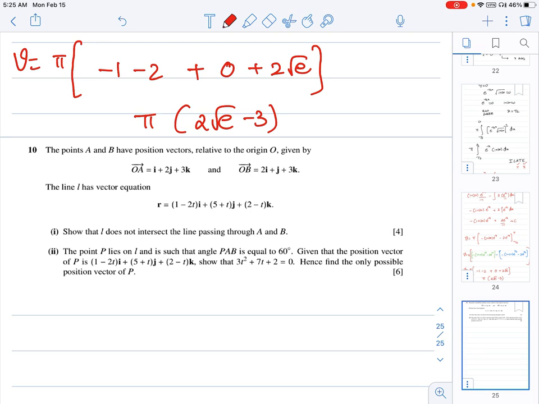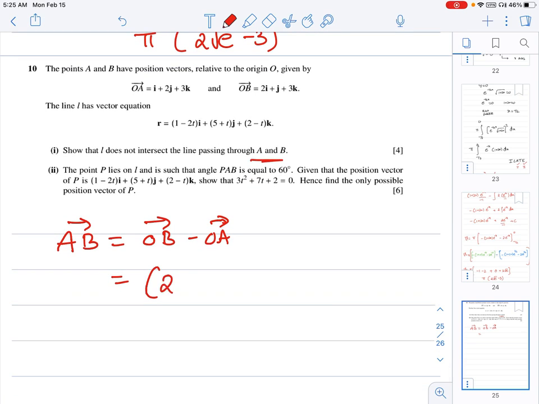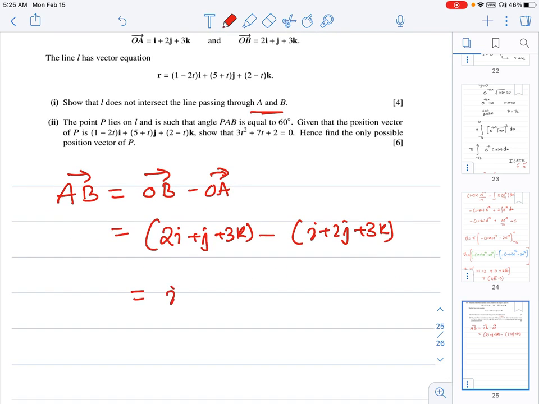Question number 10. Using vectors, show that L does not intersect the line passing through A and B. First I will find the direction AB, which is OB minus OA. OB is 2i plus j plus 3k, minus OA, i plus 2j plus 3k. So it becomes i minus j.